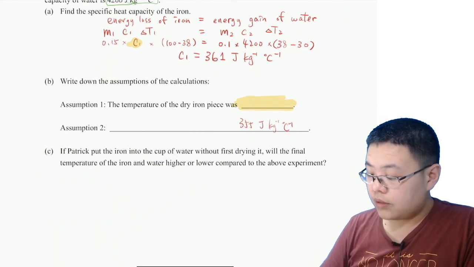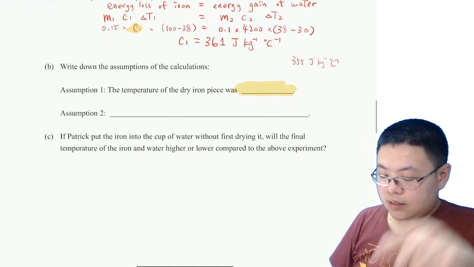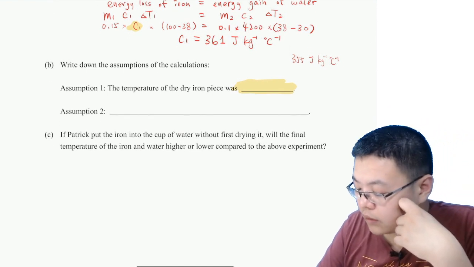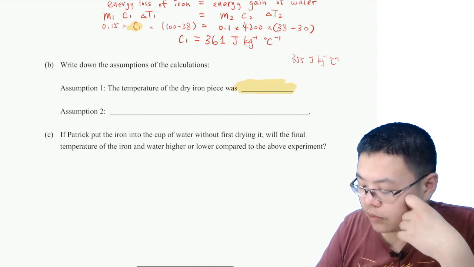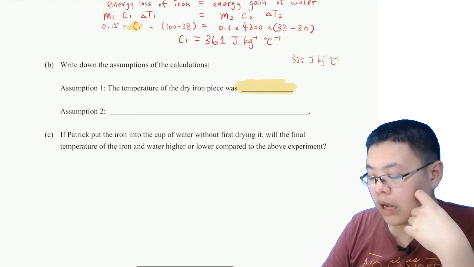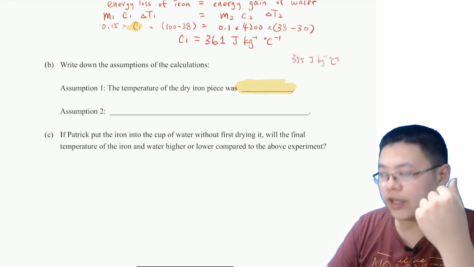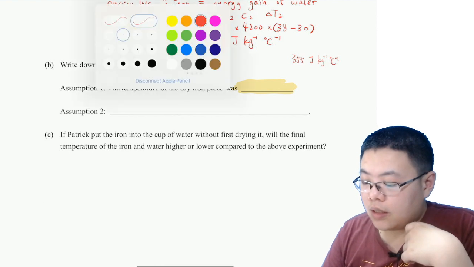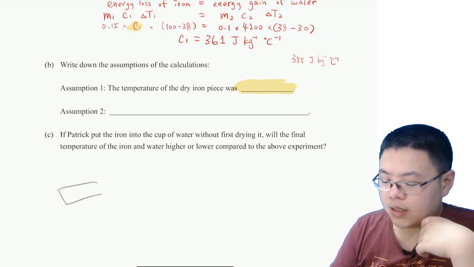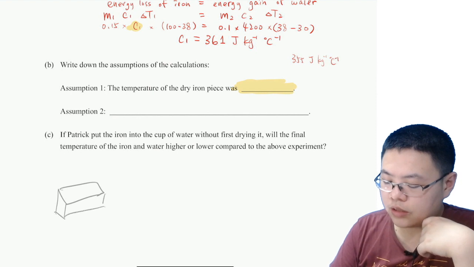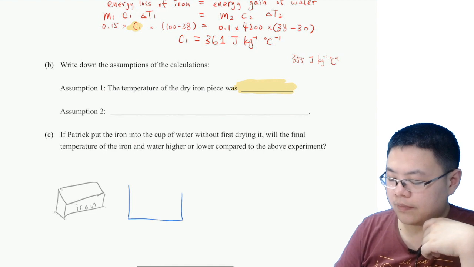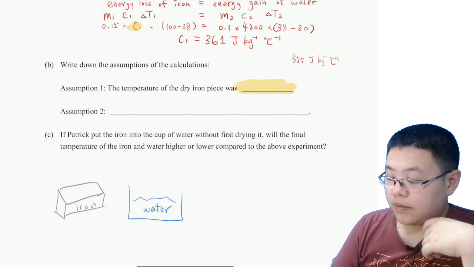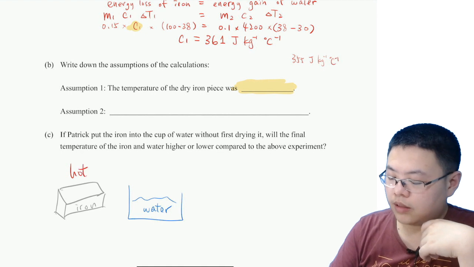Okay, so this thing somewhere. Part C. If Patrick put the iron into the cup of water without first drying it, will the final temperature of the iron and water higher or lower? 嗱，咁呢個要動腦筋啦。You have to think about it. Okay, and now in the current situation, it is dry iron and some water. Then this is hot and this is cold.